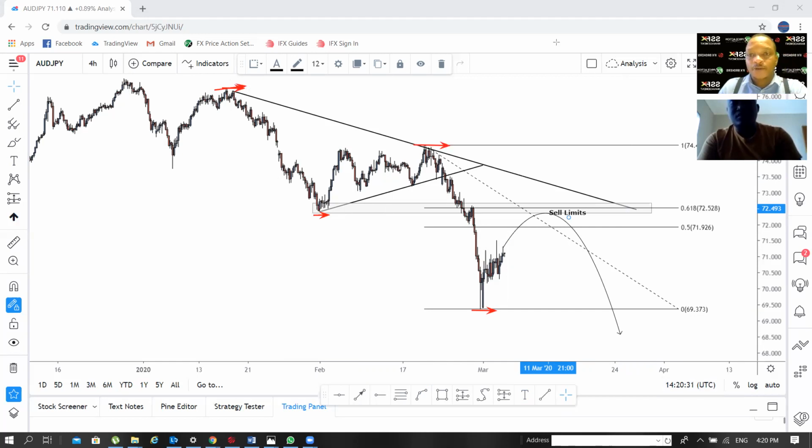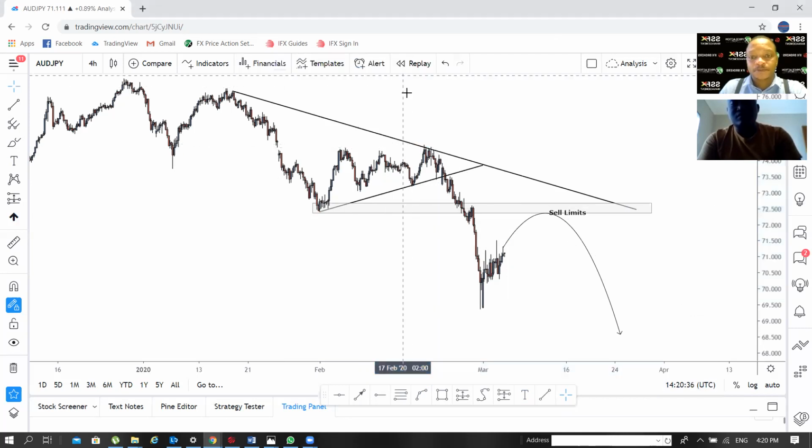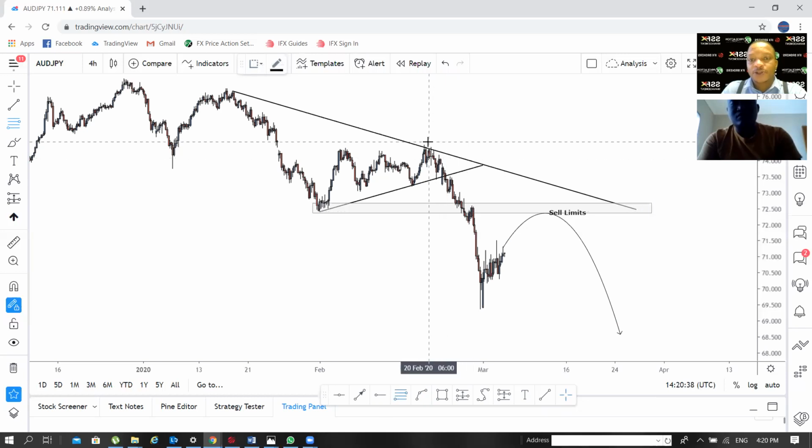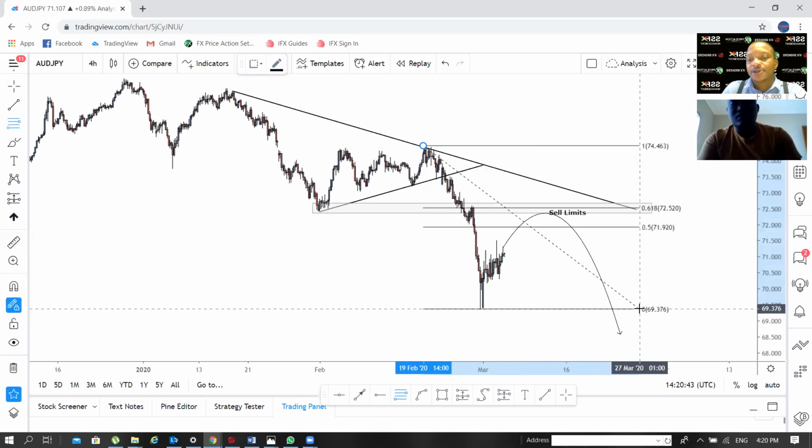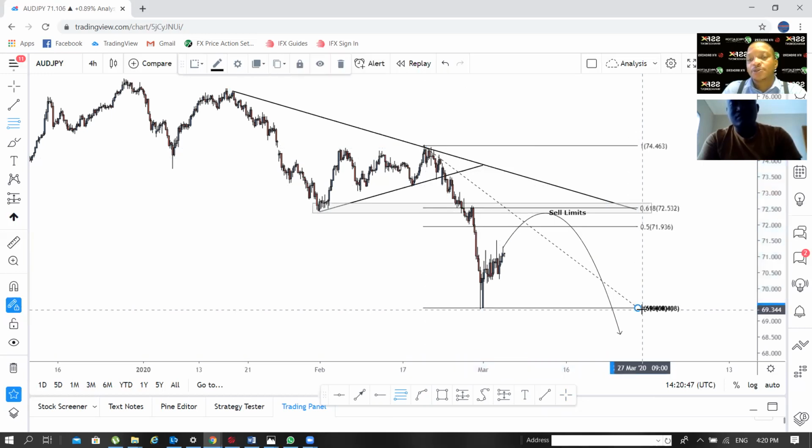So how will you pull your Fibo? You just grab your Fibo. You pull it from the nearest high to the nearest low, which is this level here, right? You put it exactly straight the way it is. You just pull it like that.